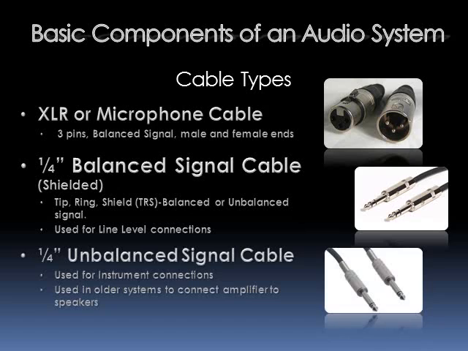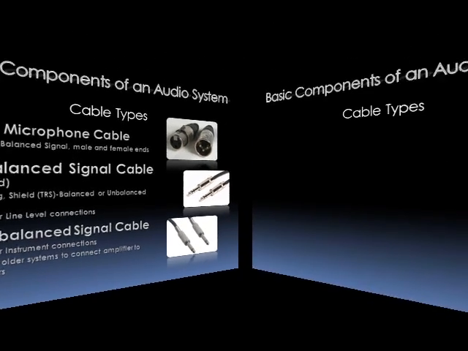Then we have more of the unbalanced signal cable. As you can see from the picture, it's missing the extra ring in there. These cannot be balanced at all, and they're usually used for guitars, going from an electric guitar to an amplifier. They can also be used with keyboards, older keyboards. You're seeing less and less of it because there are interference issues that can come up with them, but they are still very prevalent.